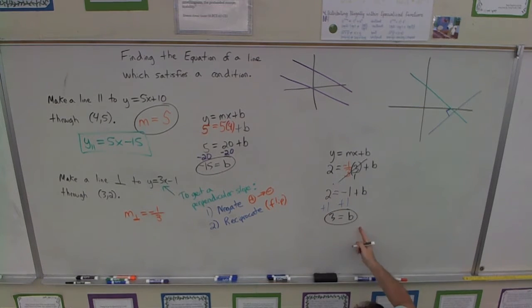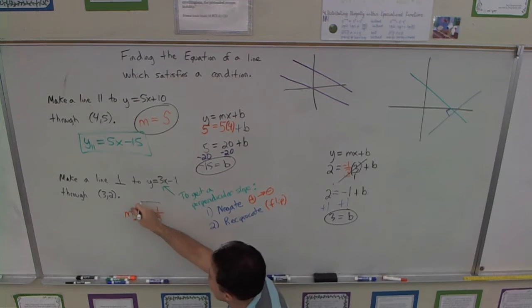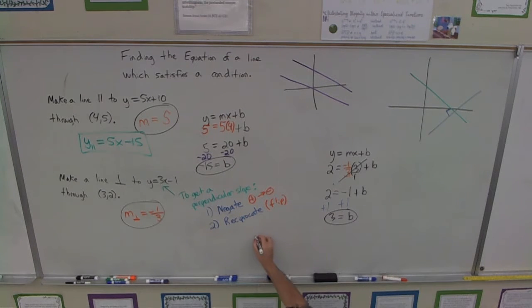I've got my first ingredient, got my second ingredient, ready to make my perpendicular line. My perpendicular line, perpendicular to 3x minus 1, that goes through that spot is y equals negative 1/3 x plus 3.